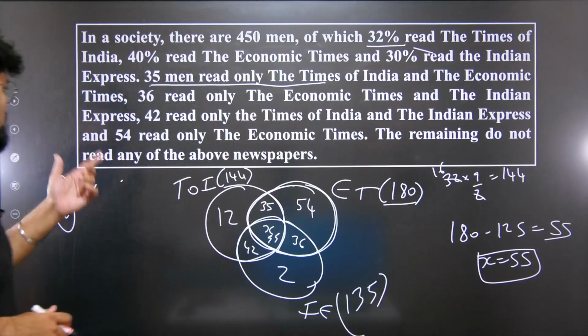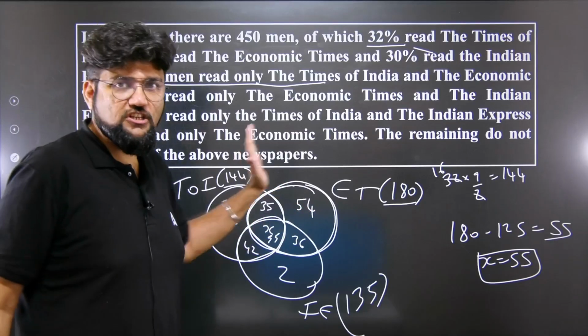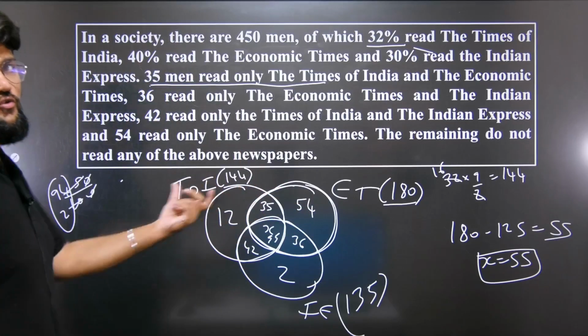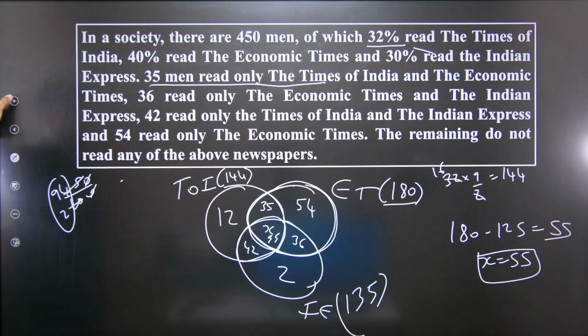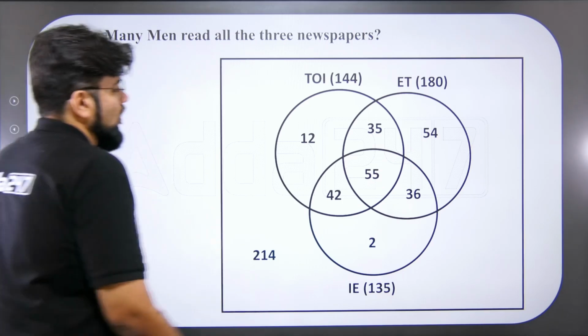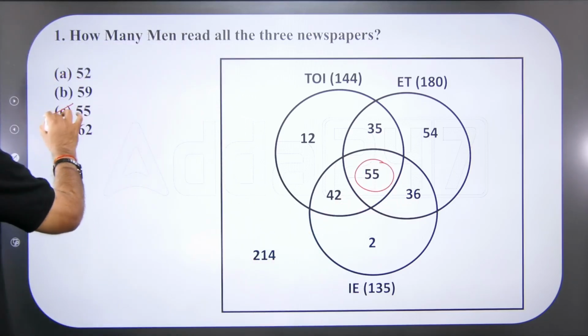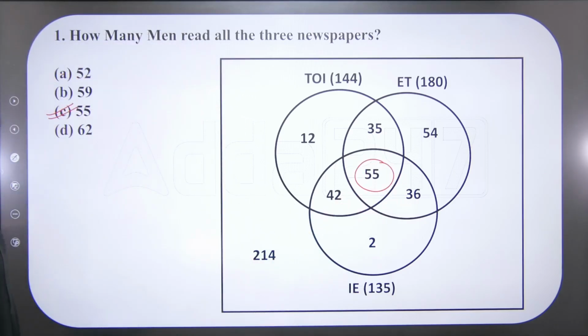Right? So let's see. I have taken this forward in each question as a digital image so that it is easier for you and you don't have to revisit this slide. Now, it becomes very easy for you to answer. How many men read all the 3 newspapers? Even by the time you pause the video, you'll be able to answer this question almost instantly. How many read all the 3 newspapers? It is 55, which is common in all the 3 regions.